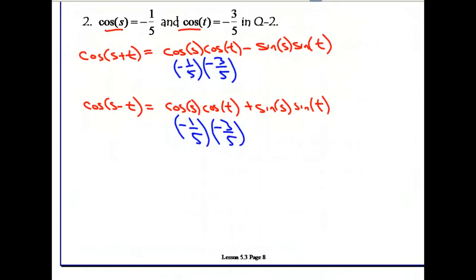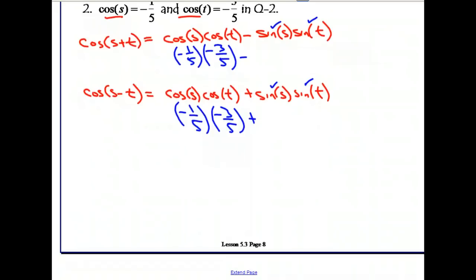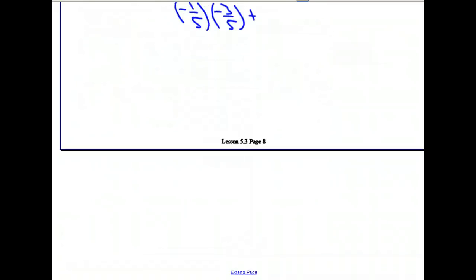And again, you can see we got this gap over here where we're missing 2 things. I need the sine of s and the sine of t. So let's put this on hold. We'll come down here and figure those 2 things out. So we've got the cosine of s is negative 1/5. Let's give ourselves a little space here. So we'll come back up to that question in a minute.